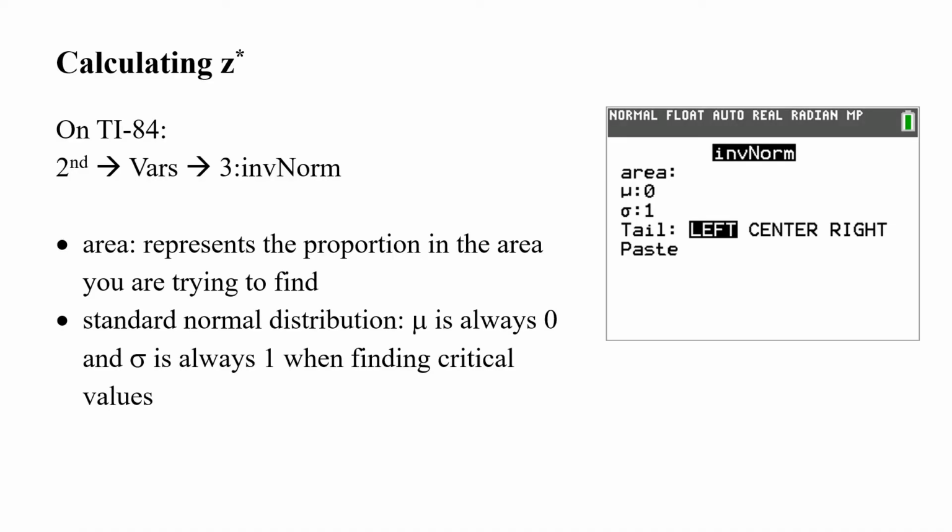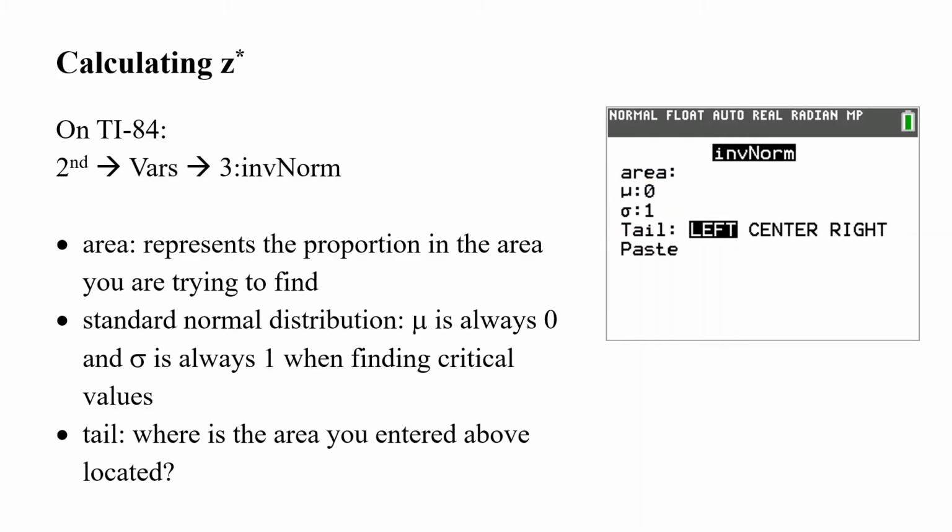In the standard normal distribution, mu is always 0 and sigma is always 1 when finding critical values. So these two values are always 0 and 1 when you're finding these z star values. The only thing that's going to change is the area, and for those using the CE calculator, it's also going to be the tail. Where is the area you entered located?